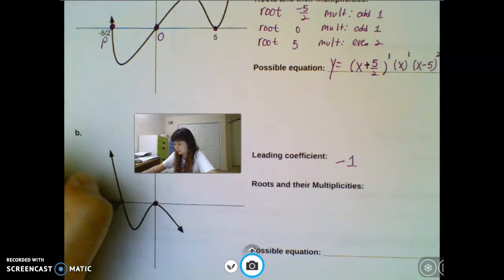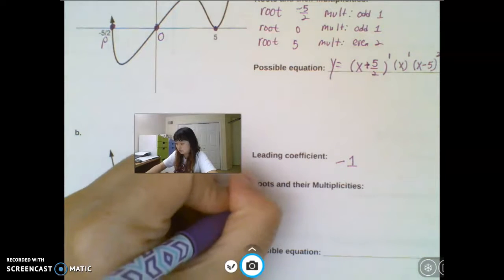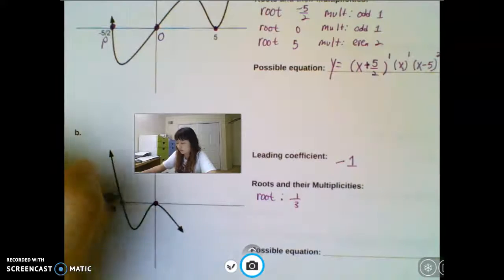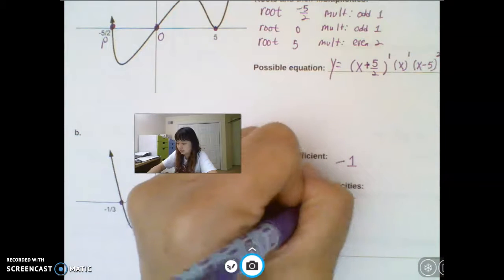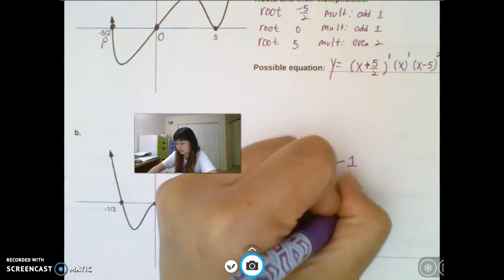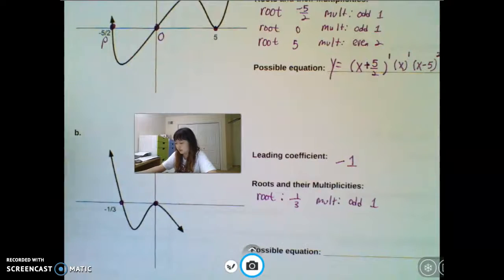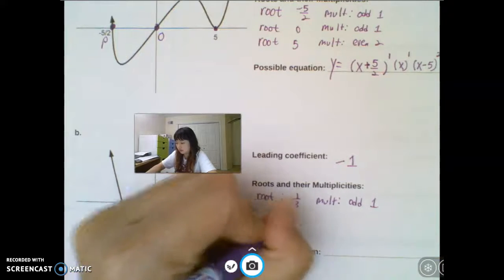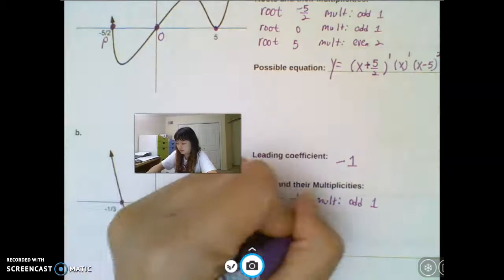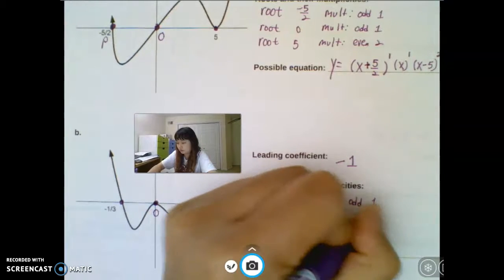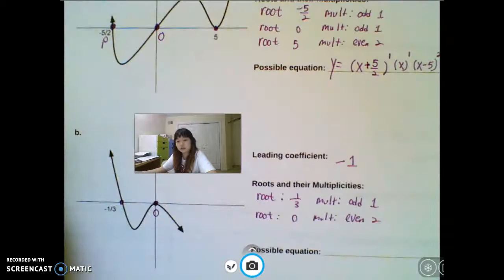Do you see 2? I see 2. Here is a root at -1/3. Okay, it passed. So multiplicity must be odd. So I'll just put 1. And at 0, it bounced. It wanted to cross, but it couldn't. It bounced. So it must be even. So that's all we have.